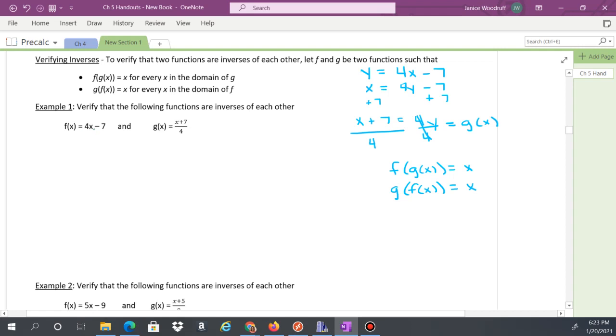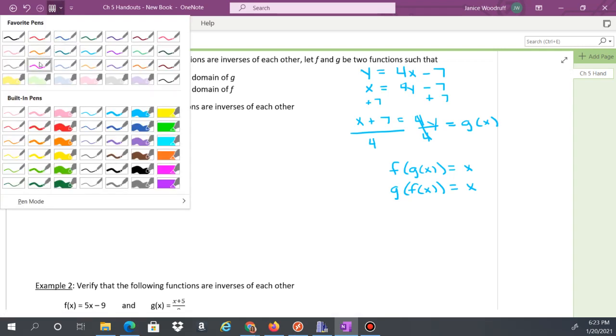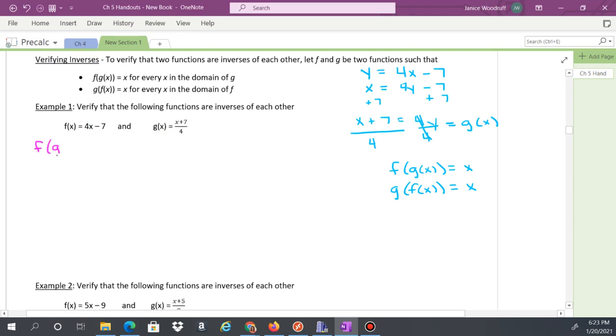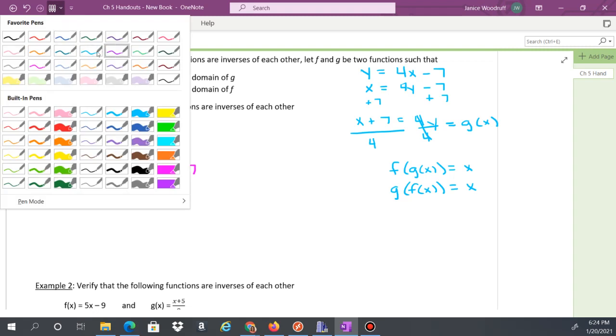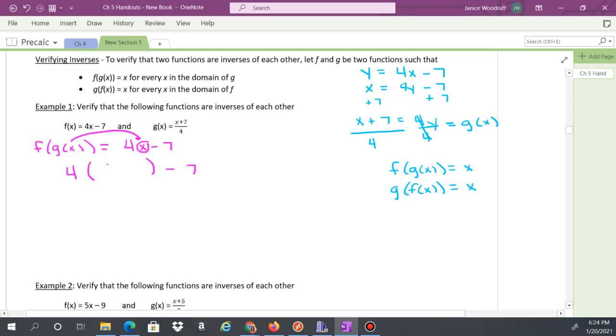Let's do that. So if I'm going to do f of g of x, F of x, so starting from the outside, is 4x minus 7. I'm taking g of x, and I'm plugging it in right here. So when I do that, I've got 4, and then I've got a parentheses. I'm going to put my g of x in there, and a minus 7. Here's g of x, x plus 7 over 4. So I'm going to plug that in right here. And then I'm going to simplify this.